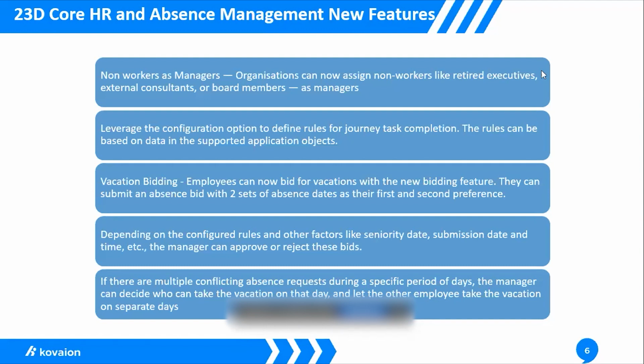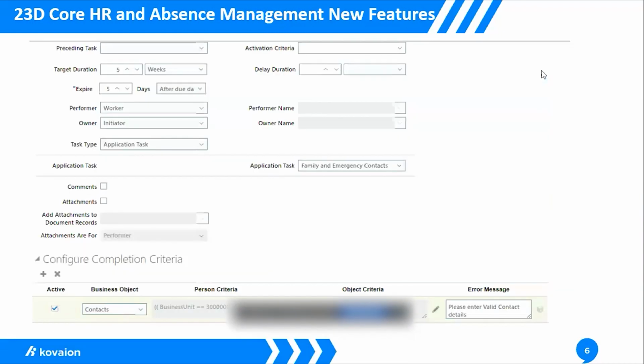And the next feature is configure journey task completion criteria for each journey and task. This feature offers the option to define rules for journeys' completion criteria, based on the supported data application objects. So the rules can be defined based on the configuration. If you can see here, on the task type, we have selected application type. This feature only works for application tasks, and based on that, the configure completion criteria will be enabled. So based on our business objects, we can configure this particular checklist template as well as the task.